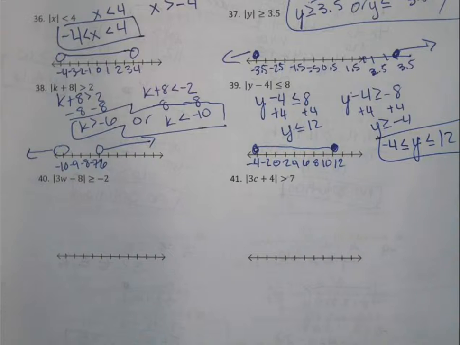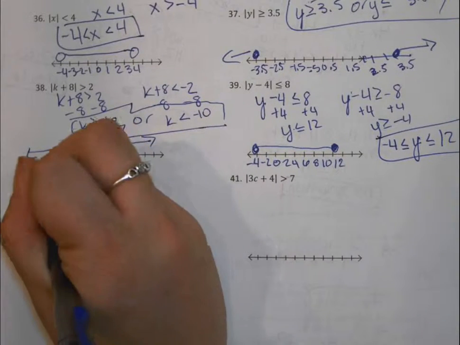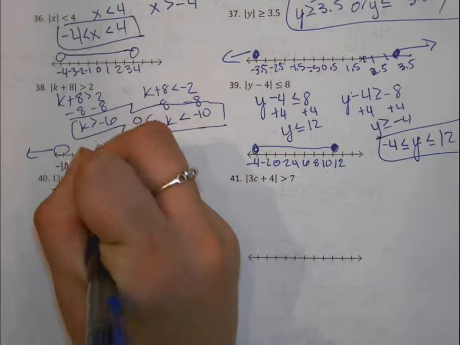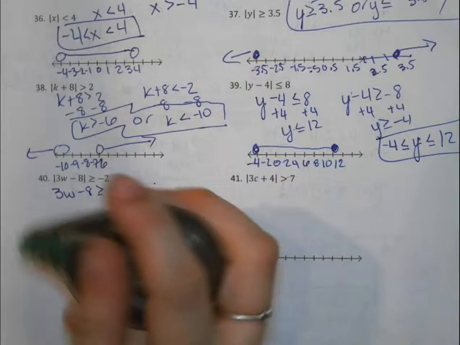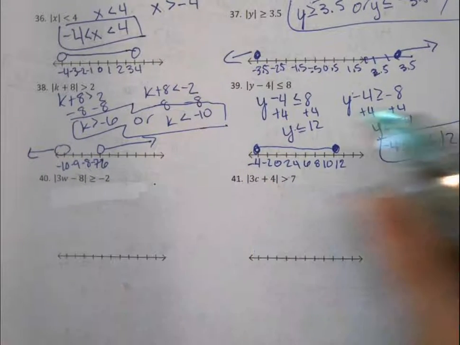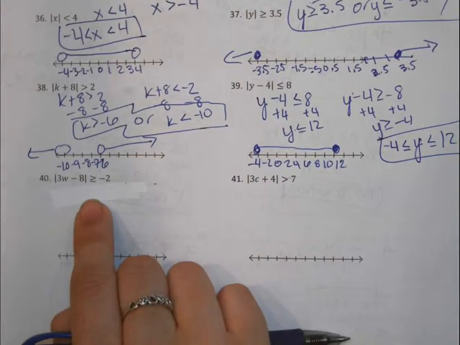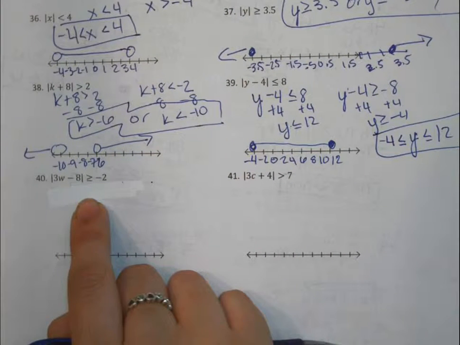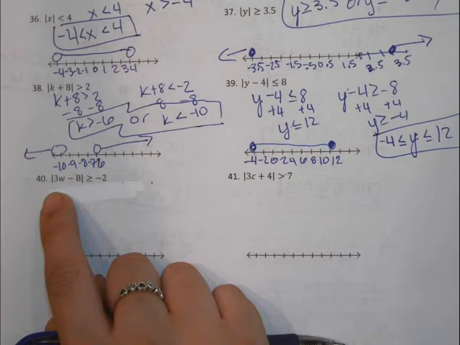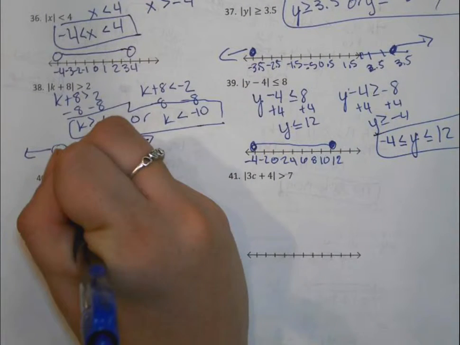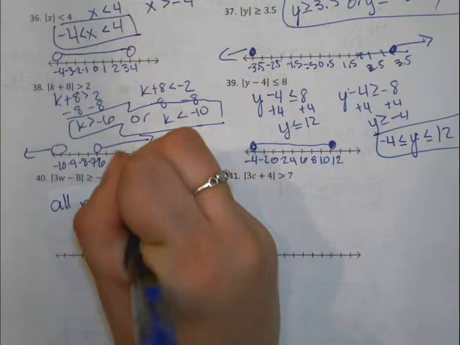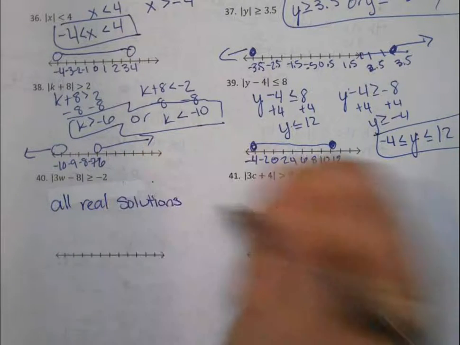Okay. On number 40, I want to just split it up again. Oh wait, actually no. Notice how it says it's greater than or equal to negative 2? Remember, absolute values are always positive numbers. So no matter what I plug in, I'm always going to get a positive number out. This means all real solutions. So I can plug in anything and it will always work.